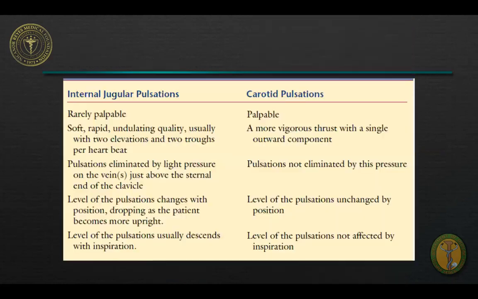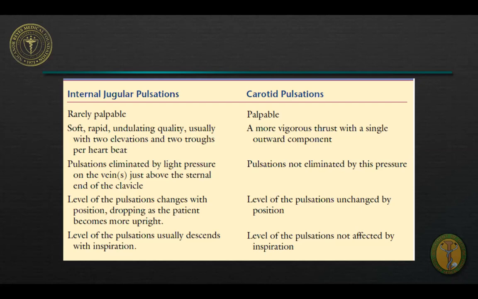Okay, let us now differentiate the two types of pulsations in the neck area. So we have the internal jugular pulsations and carotid pulsations. The internal jugular pulsation is usually rarely palpable. However, of course, the carotid pulse is very strong, so it is palpable. The internal jugular pulsation is usually soft, rapid, with an undulating quality, usually with 2 elevations and 2 troughs per heartbeat, while carotid pulsation has a more vigorous thrust with a single outward component.